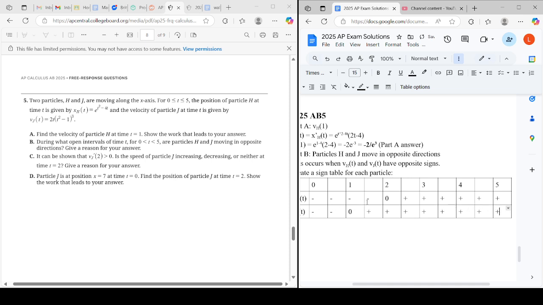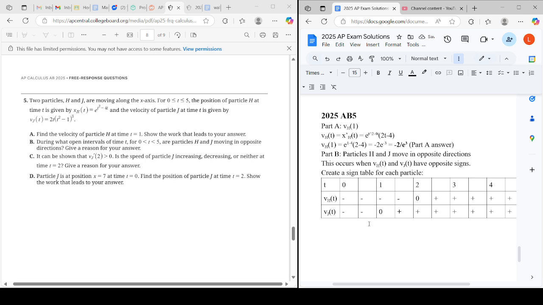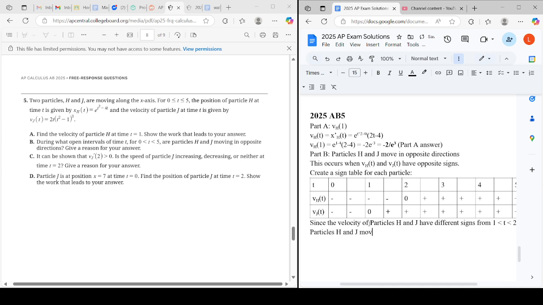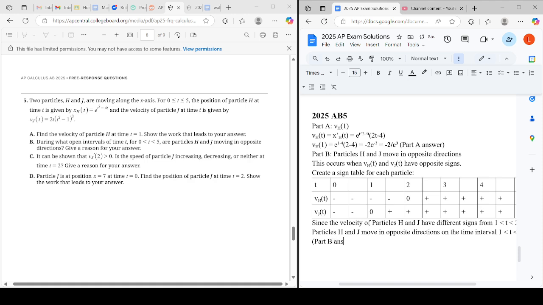And then look, in between t equals 1 and 2, this is where we have differing signs, and we're going to say since the velocity of particles h and j have different signs on the open interval from 1 to 2, particles h and j move in opposite directions on the time interval 1 less than t less than 2. And this answers part B.